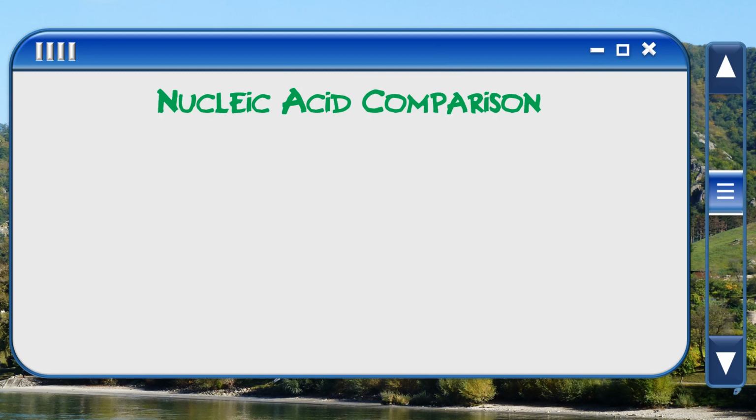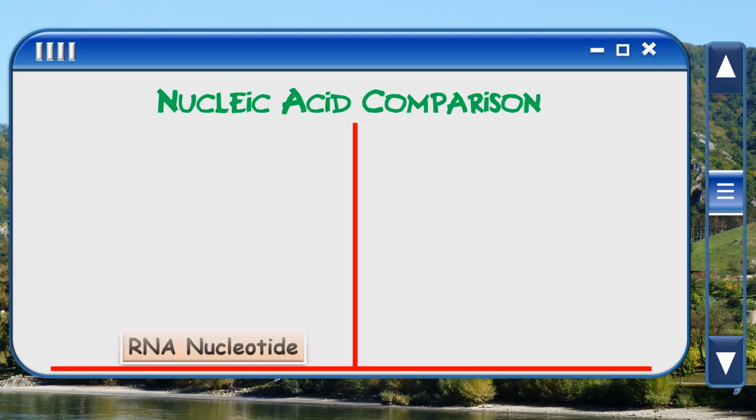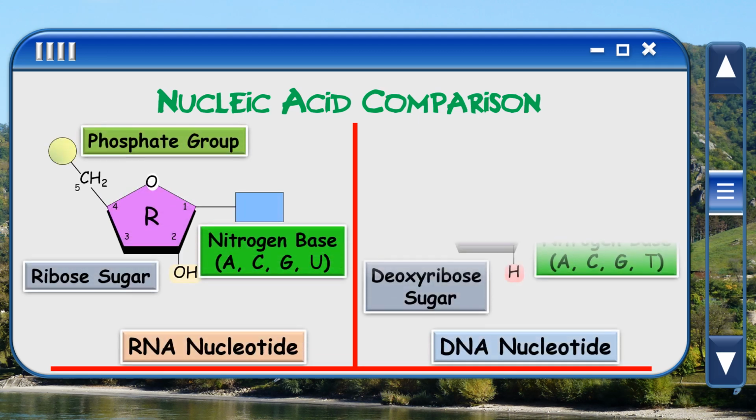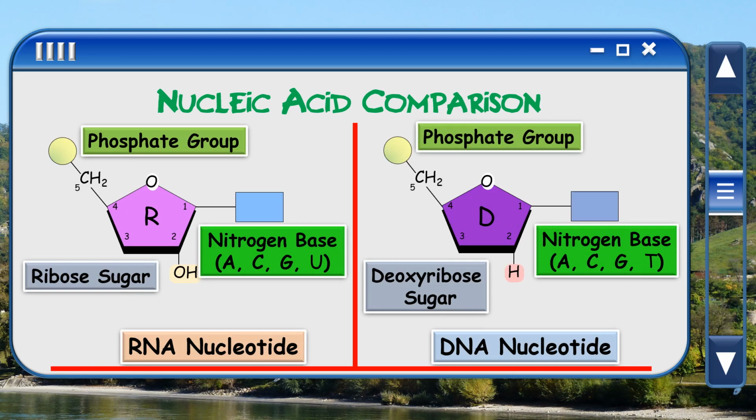Nucleic acid comparison. We want to look at the DNA in terms of the nucleic acid comparison. Now, when you look at the RNA nucleotide, we want to compare it with the DNA nucleotide. You will see that all of them have the phosphate group. So the phosphate group is the same.